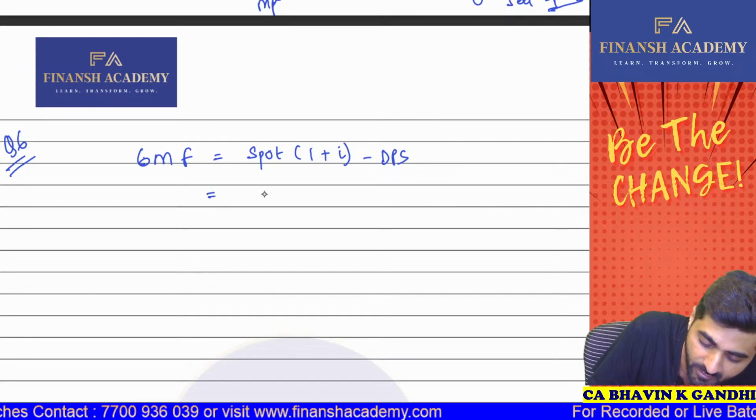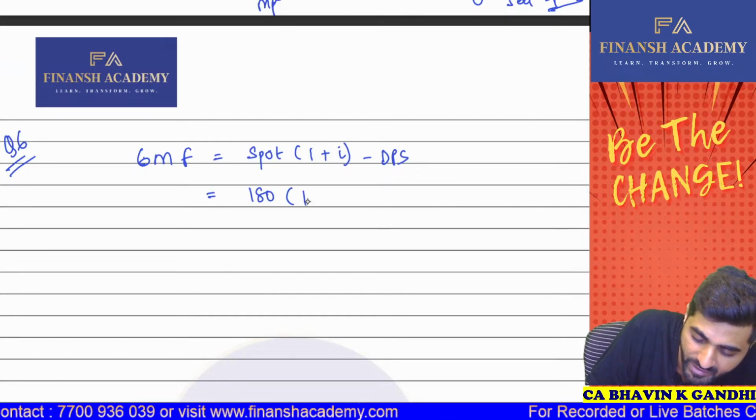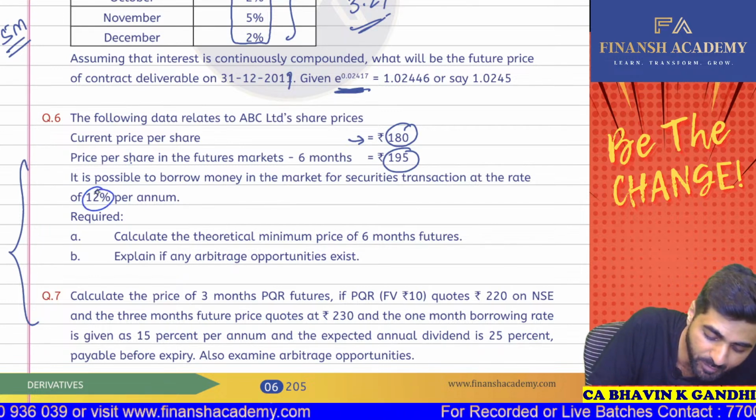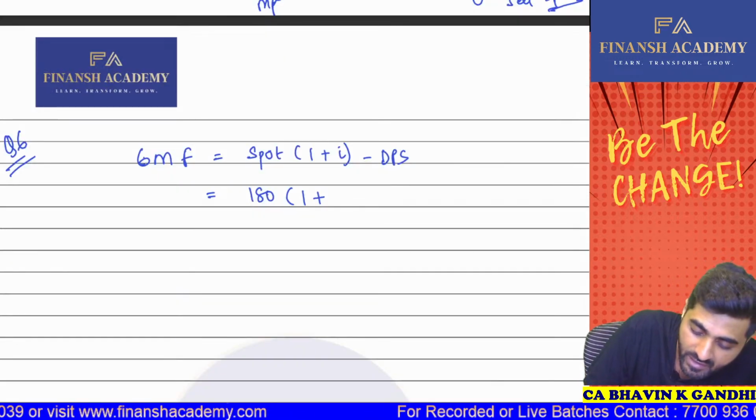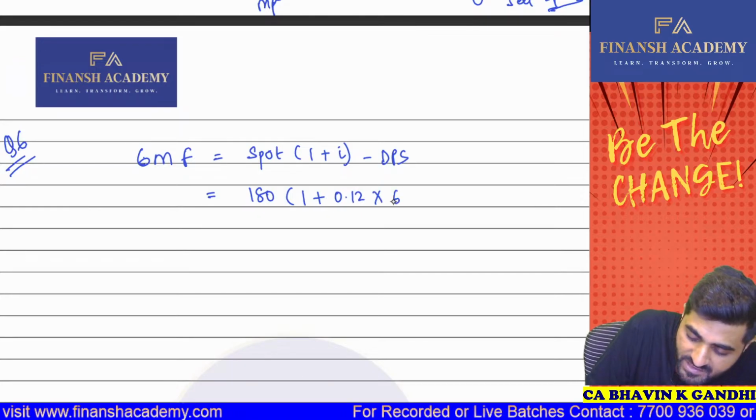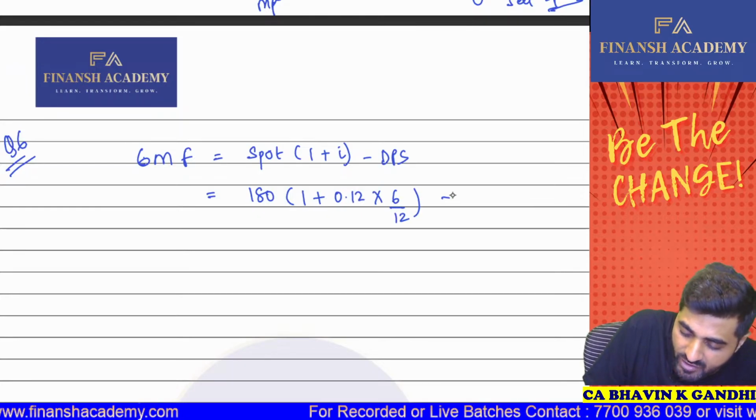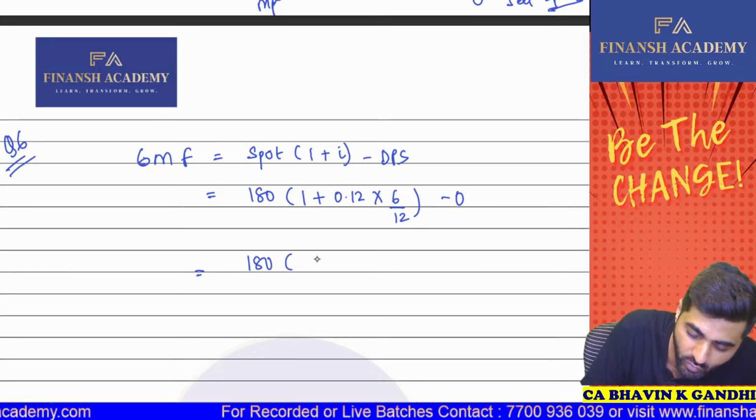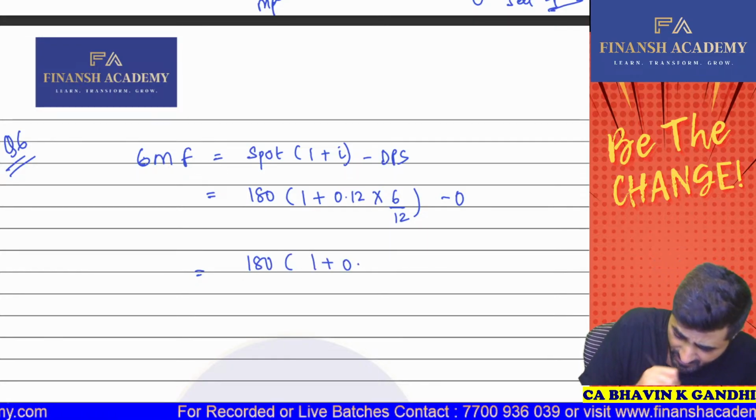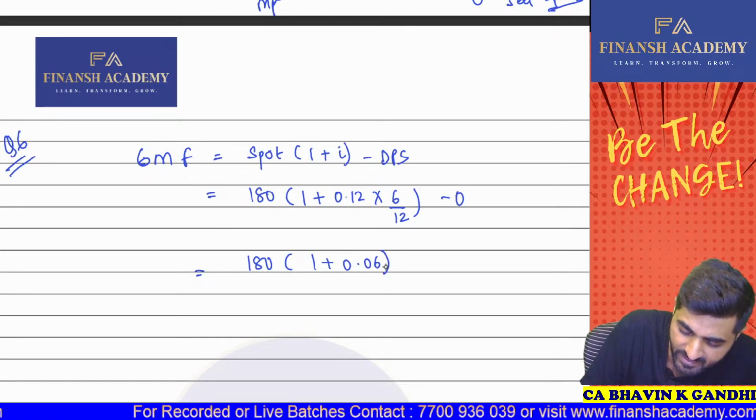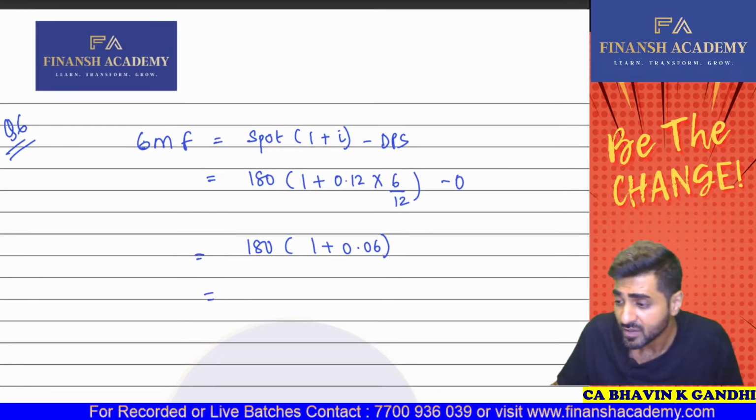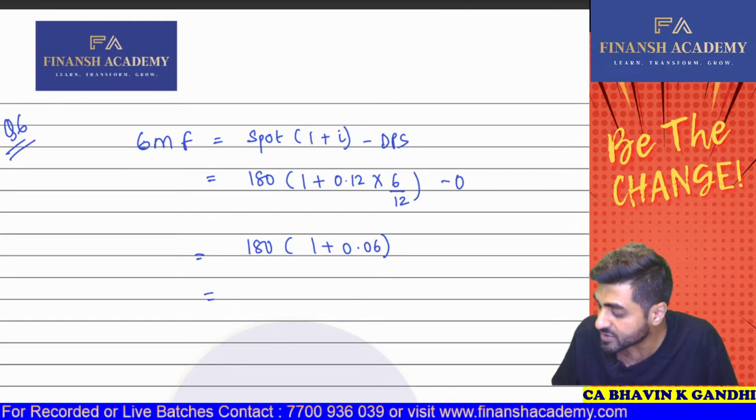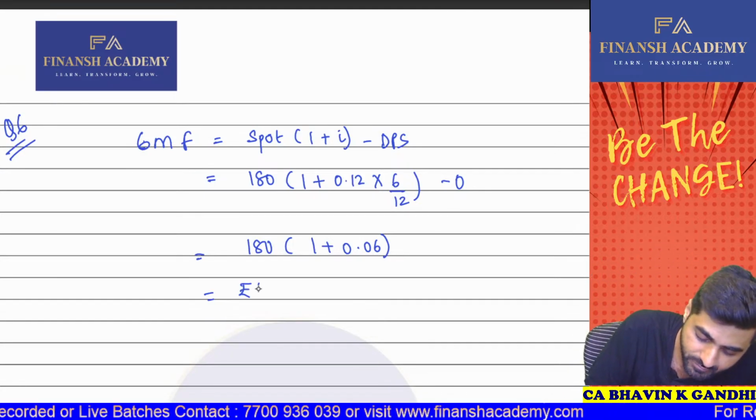So when I'm calculating my 6-month theoretical value, I'll take 180 into 1 plus the rate. The rate is 12% per annum and it's a 6-month contract. So 0.12 into 6 divided by 12, and your dividend per share is 0. So in this particular case, this will be 180 into 1 plus 0.06, right? So this will eventually give me my final answer, 1.06 into 180, which is nothing but 190.8.